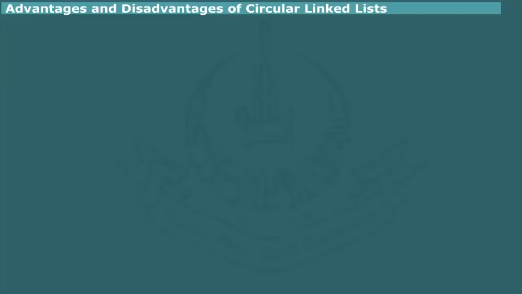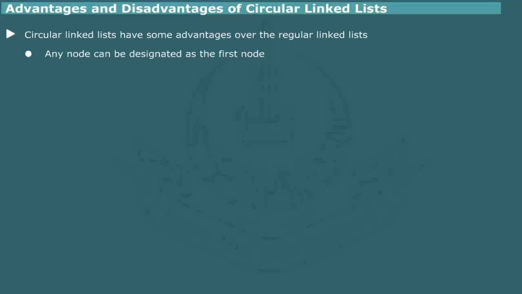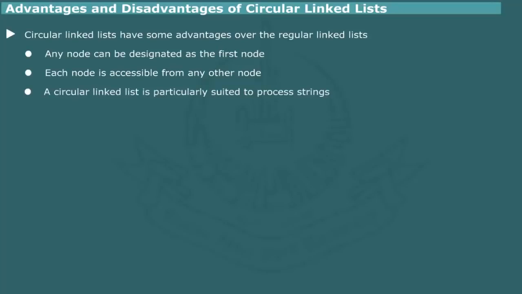Advantages and disadvantages of circular linked list. A circular linked list has these advantages over the regular linked list. Any node can be designated as the first node in the list. Each node is accessible from any other node. A circular linked list is more suited to process strings using concatenation and splitting operations.